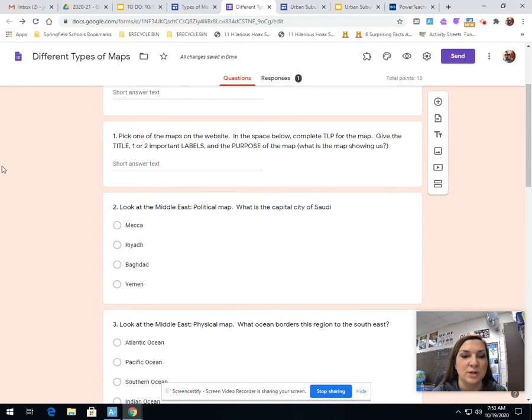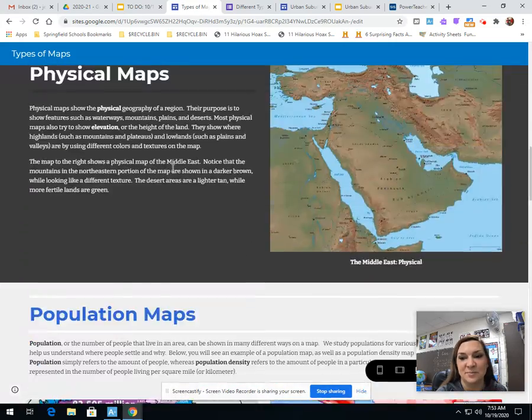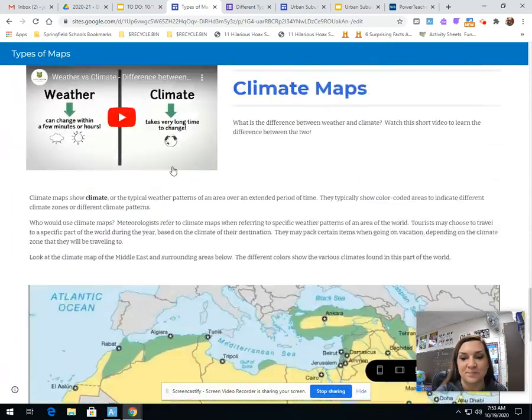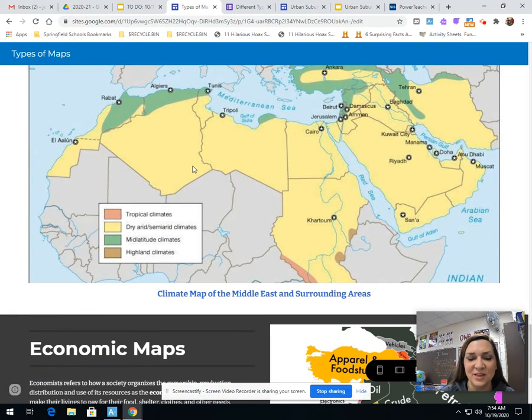The first question is a written response, and that's where you need to do TLP. If you remember from class on Thursday and Friday, that's titles, labels, purpose. So for that question, you're going to come back to this website and pick any of the maps that are on the website. Pick one of them. Maybe you want to pick this climate map, for example. And then you're going to do TLP. You're going to give me the title, give me one or two important labels, and the purpose, meaning why did a cartographer, why did a map maker make that map? What is it trying to show you?